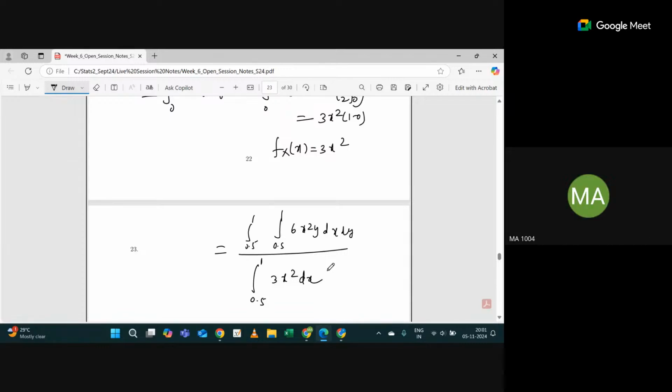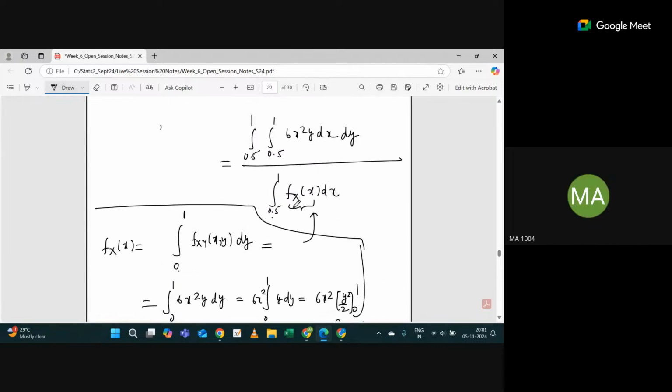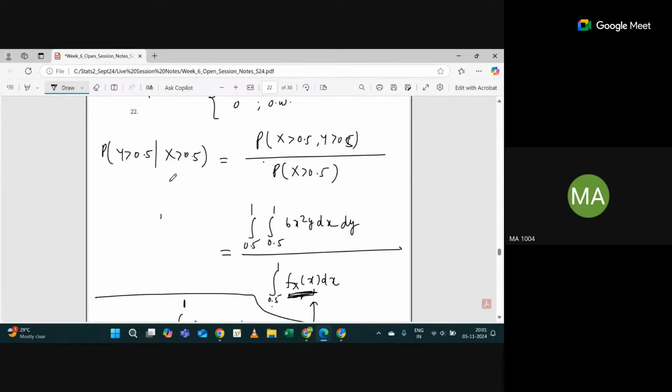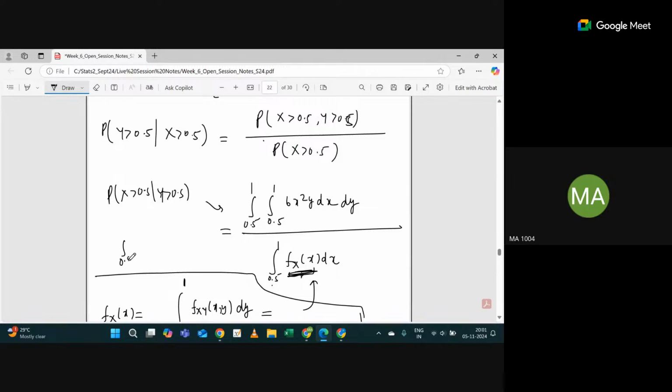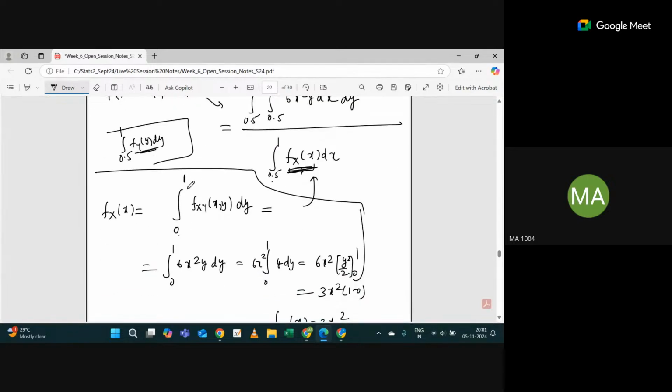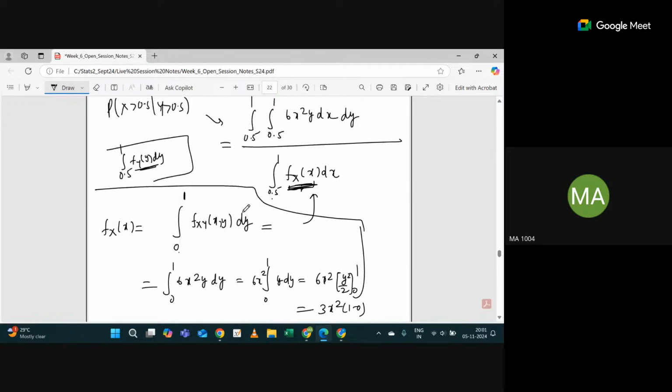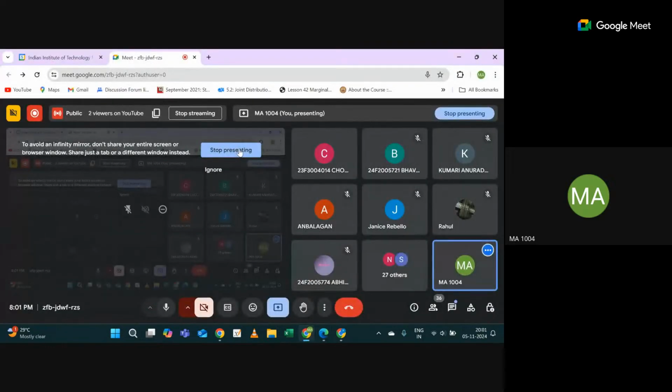Is this clear now? Okay, that's what you have to do. One thing to keep in mind: this is fx(x). Suppose I change it like this: x is greater than 0.5 given that y is greater than 0.5. Then the numerator part is the same, but the denominator part will be the integral from 0.5 to 1 of fy(y) dy. Then you have to find fy(y). How will you find it? You integrate the same thing from 0 to 1 with respect to x. Then it will be 3y squared, if I'm not wrong. Clear? Okay.